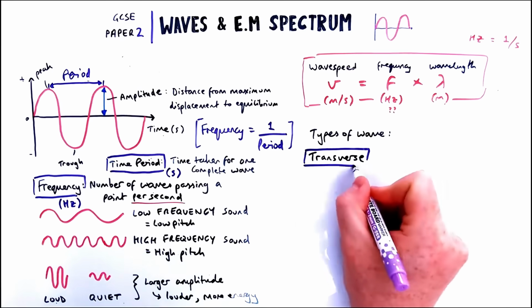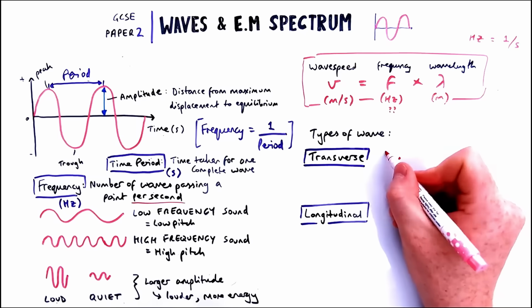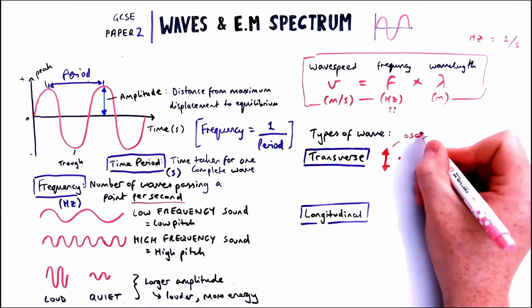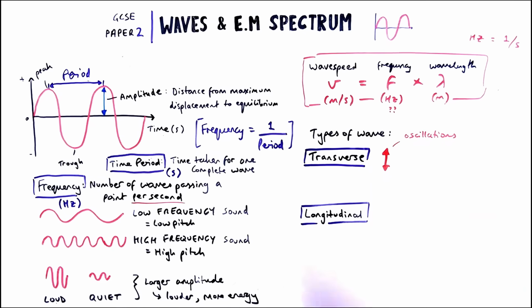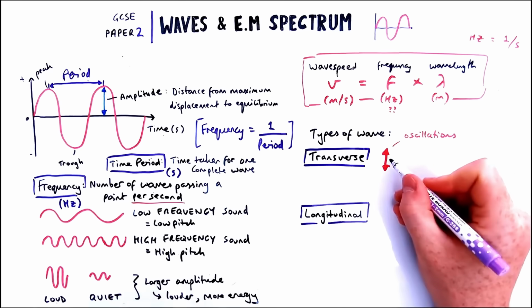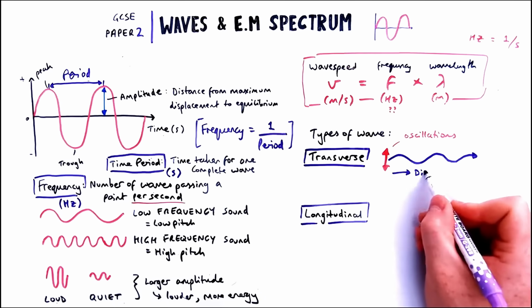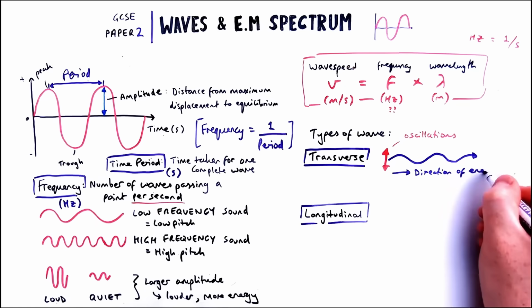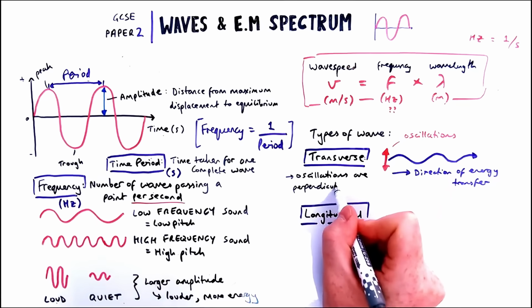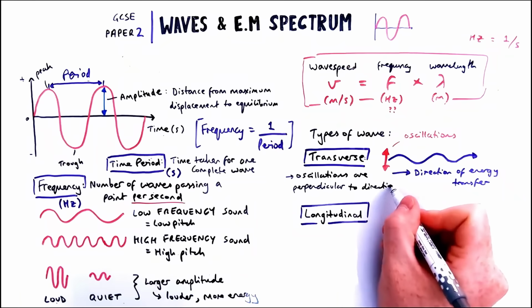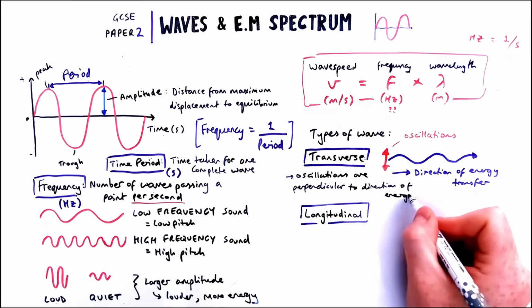So if I were to draw out a transverse wave, with the oscillations going up and down, the wave itself will still go left to right. So the direction of energy transfer is perpendicular to the oscillations. So we'd say for a transverse wave, the oscillations are perpendicular to the direction of energy transfer.